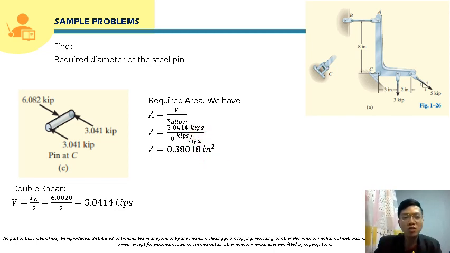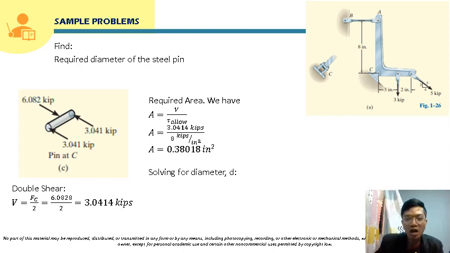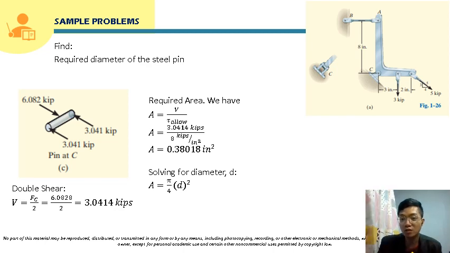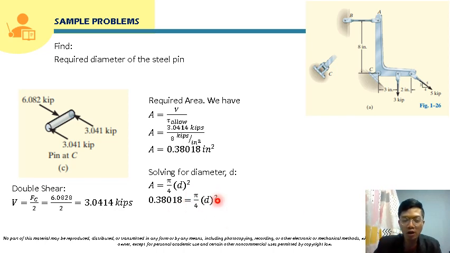So what we are solving again is the required diameter. This is just the required area. To solve for the required diameter, as we know, the formula for area is pi over 4 diameter squared, or it can also be pi r squared, for the area of a circle, since we know that the cross-sectional area of this pin is a circle. So the value of area that we solved, we are going to substitute here, and this will be equal to pi over 4 diameter squared.